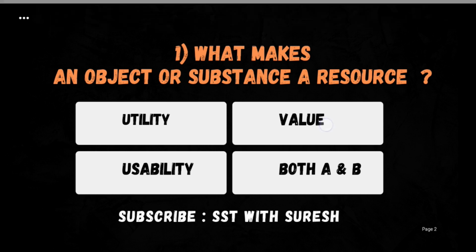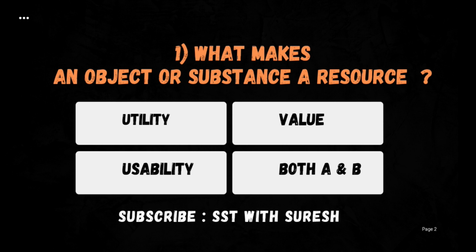The first question of today's session: what makes an object or substance a resource? The options for question number 1 are: A, utility; B, usability; C, value; and option D, both A and B. The correct answer for question number 1 is both. Utility and usability make an object or substance a resource.